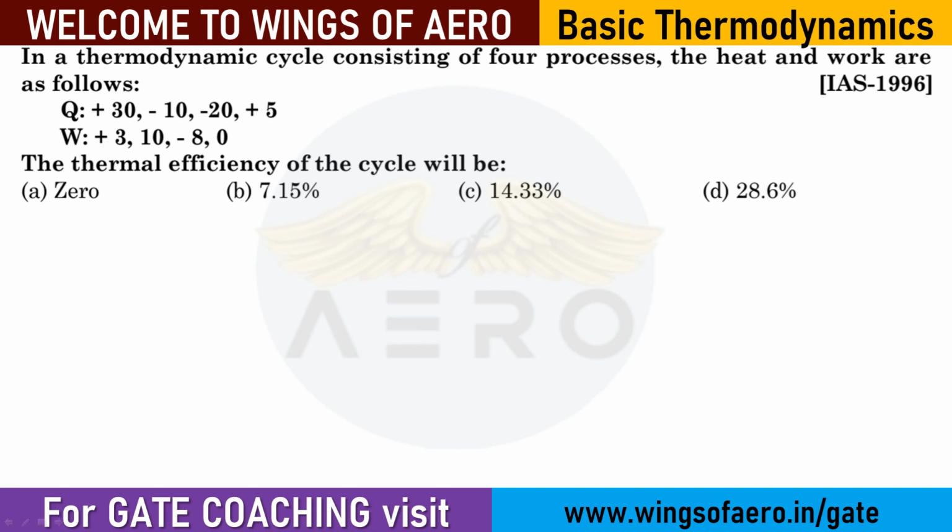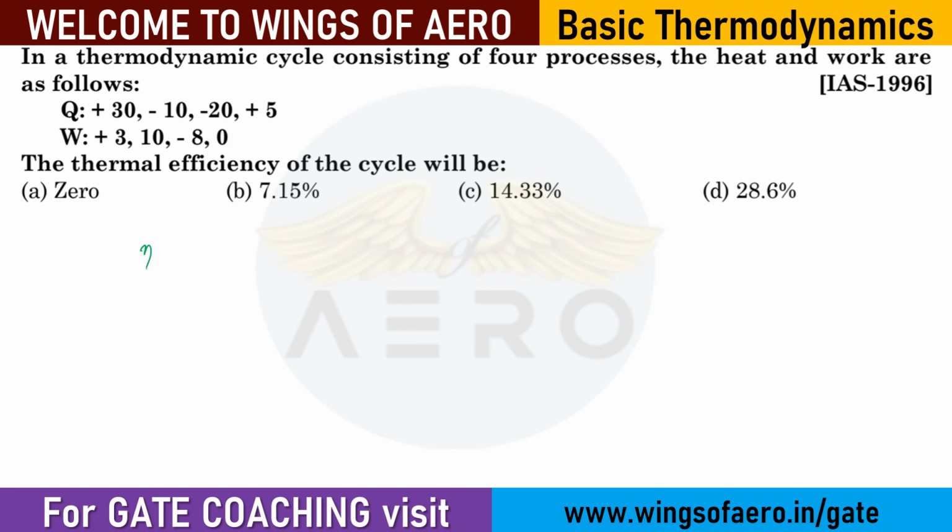So there is one problem, a very easy problem. Okay, now see, a thermodynamic cycle consists of 4 processes. The heat and work are as follows. Now they have given the amount of heat liberated and added, and the amount of work added and done by the system. Now from here you need to find out what is the thermal efficiency of the cycle.